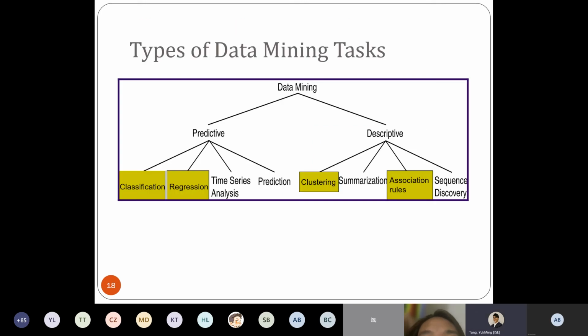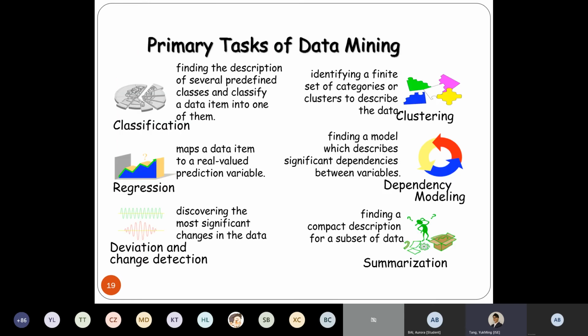And there are different types of data mining tasks. One is called predictive. That means you can make use of this approach to predict the result. Another approach is called descriptive approach. The predictive approach includes the classification, regressions, and so on. The descriptive approach, like the clustering, association rules, are called descriptive approaches. You've learned the clustering and association rules already. So let me talk some more about the classification approach.